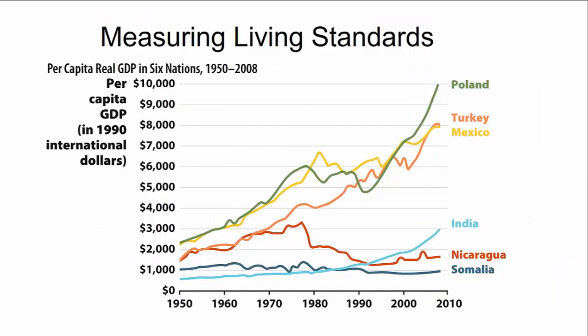Here are some other living standards using GDP per capita. Poland is approximately 3 times richer per person than India, for example. That's how we would look at this.